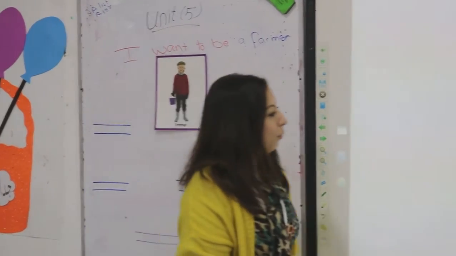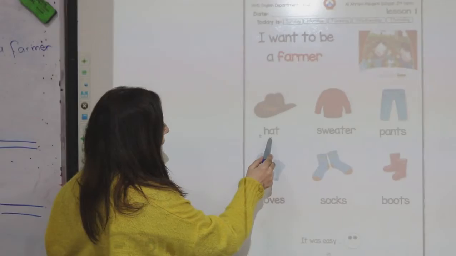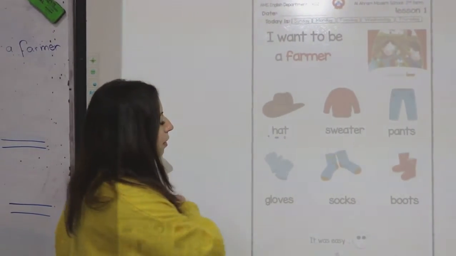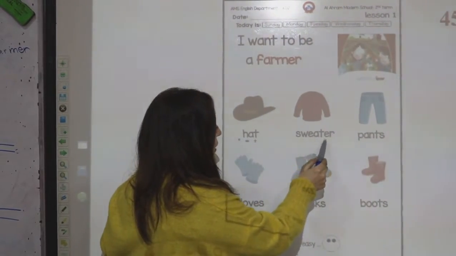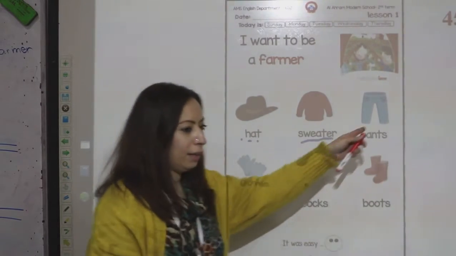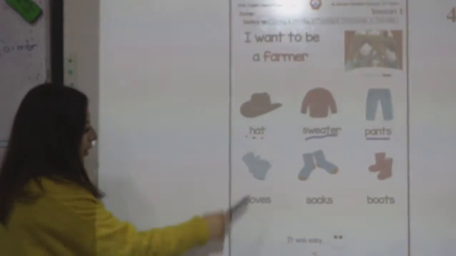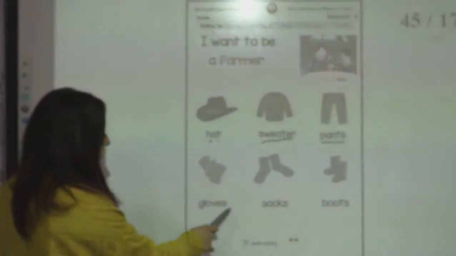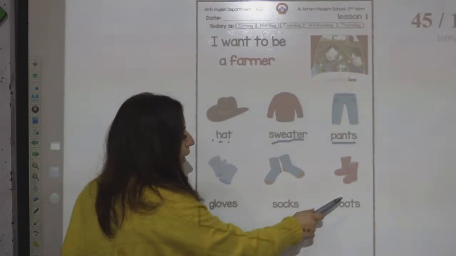Let's learn some new vocab here. Try to read with me. H-a-t, hat. And what about this one? S-w-e-a-t-e-r, sweater. And this one? P-a-n-t-s, pants. This is pants. And what about this? Gloves. This is gloves. And this is socks and boots.